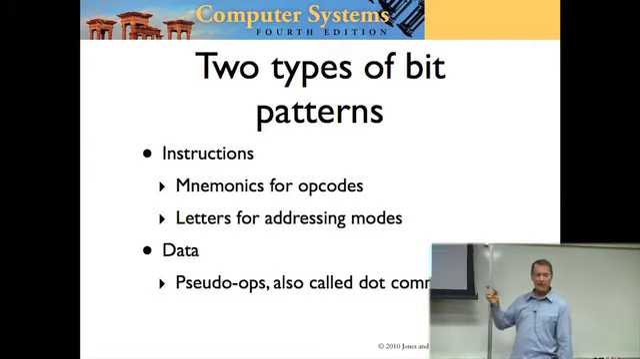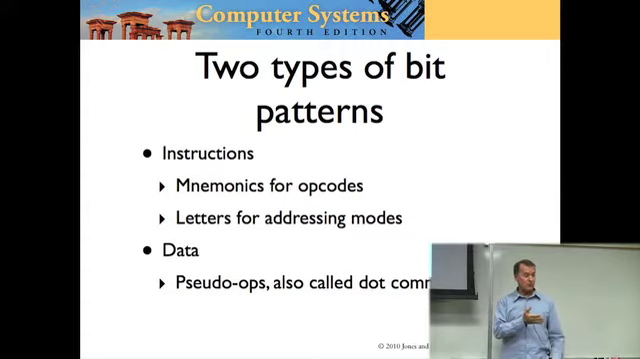So what we do is we identified which part was the opcode. That was the first group of bits, the first group of bits that say what kind of instruction it is, right? So what they did is they said, okay, we're going to have a mnemonic for each opcode, so that we don't have to memorize the bit pattern. We can just write down this mnemonic, and then we'll have letters for the addressing modes. And so that's how we'll do the instructions.